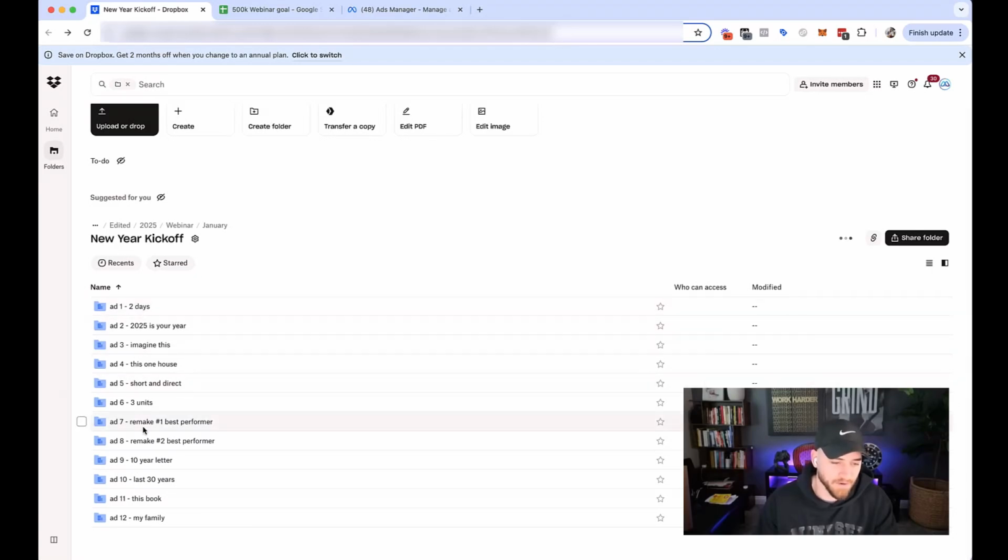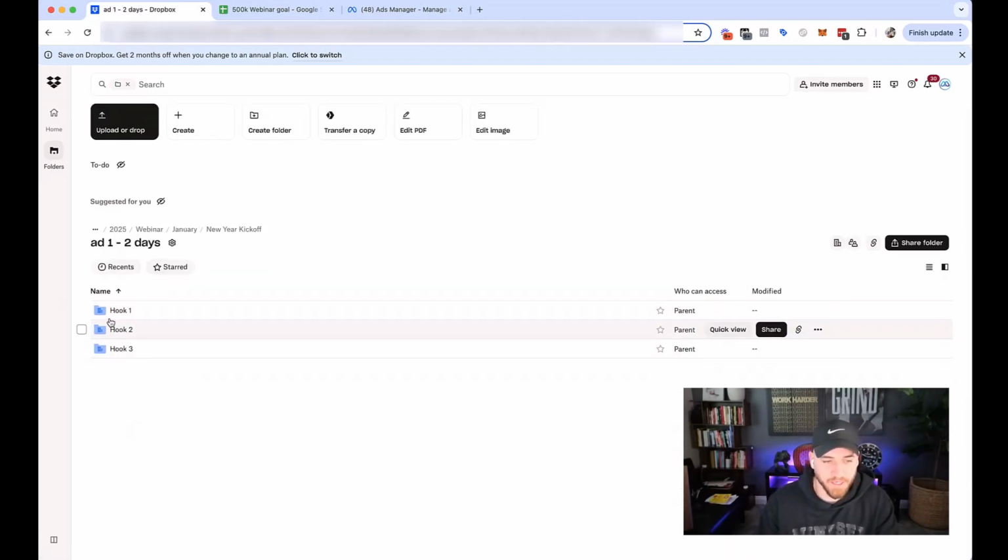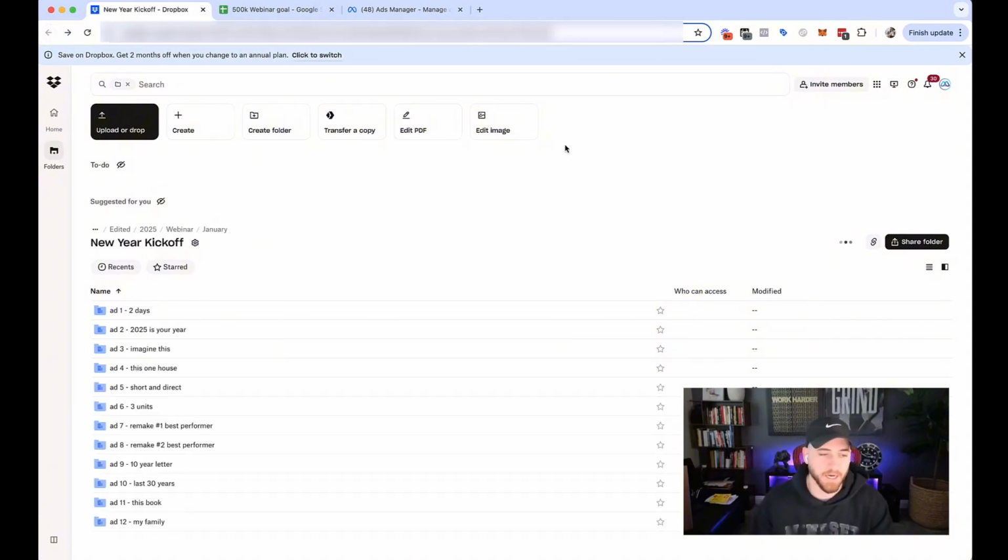So you can see inside of here, there's 12 of them, and each one is hook 1, 2, 3. Some don't have 3, some have 1, some have 2. But overall, we're gathering about 20 to 30 videos from the client themselves. So the next thing that we're going to do is I'm actually going to jump into the ads manager, and you can watch me launch these ads live and look how we do it.